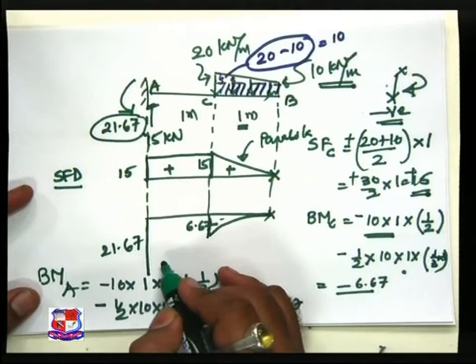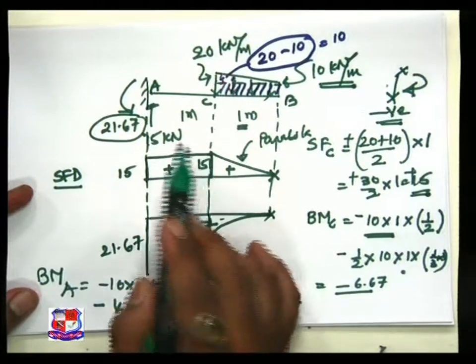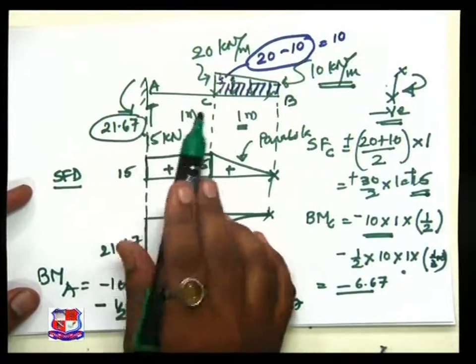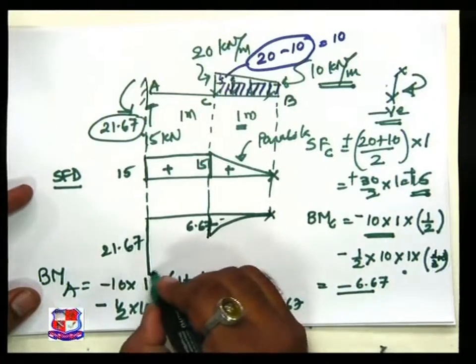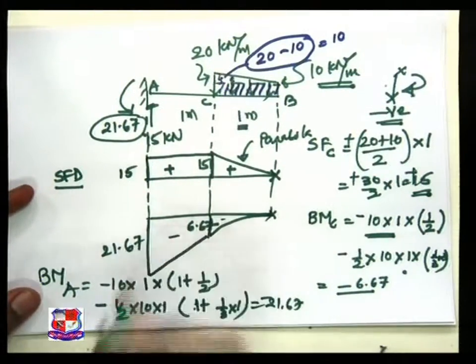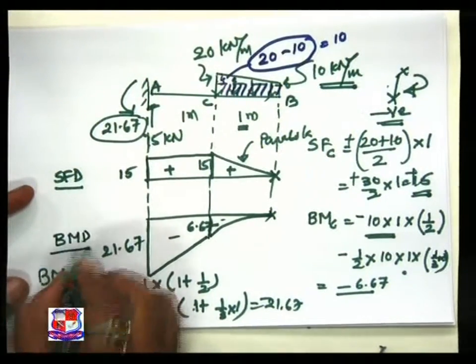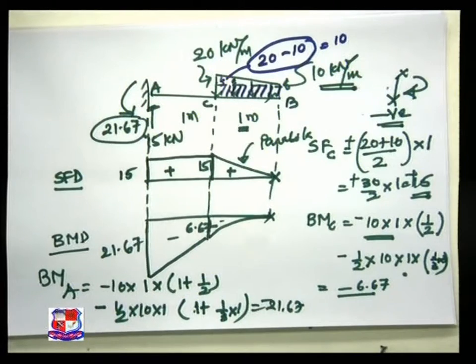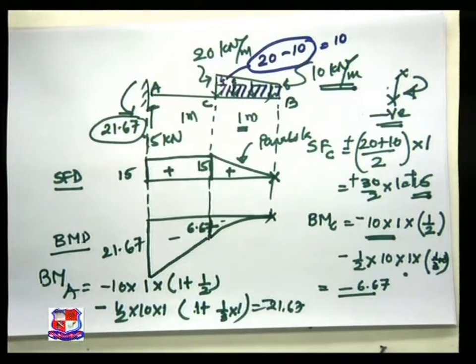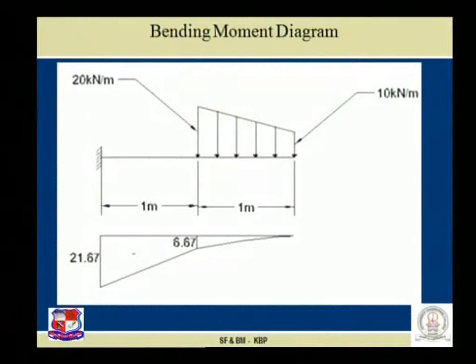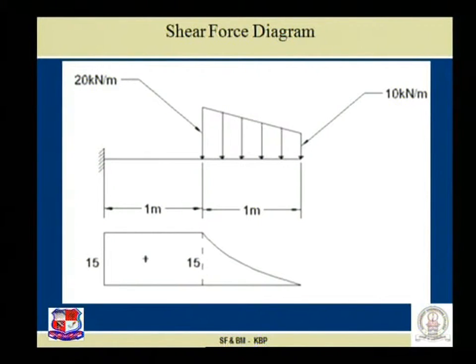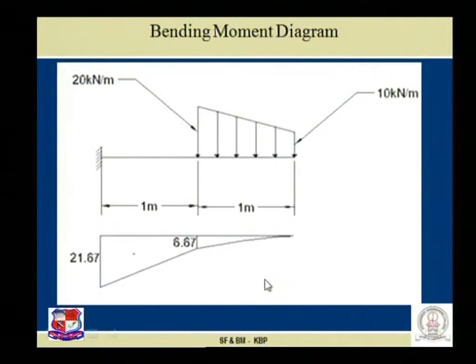How to join this point to this point, means what is the variation along this? Definitely it is an inclined straight line, because there is no load acting between these 2 points. This is my bending moment diagram. So now fundamentally it is clear how to find out the shear force and bending moment diagram when it is subjected to UVL. See this diagram, shear force diagram, and this is the bending moment diagram.